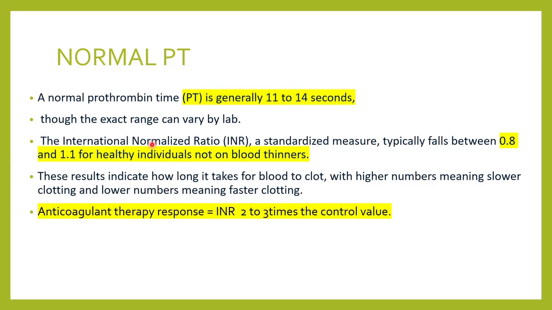That is why there is something called an INR, International Normalized Ratio. For a healthy individual who is not on any blood thinners, the ratio should be between 0.8 and 1.1. This will tell you how much time the blood is taking to clot. Suppose the patient is put on anticoagulant therapy, we will monitor his INR, and we want the INR to be 2 to 3 times the control value. So 2 to 3 times the control value is normal when the patient is put on anticoagulants. We monitor the INR to get a standardized value.